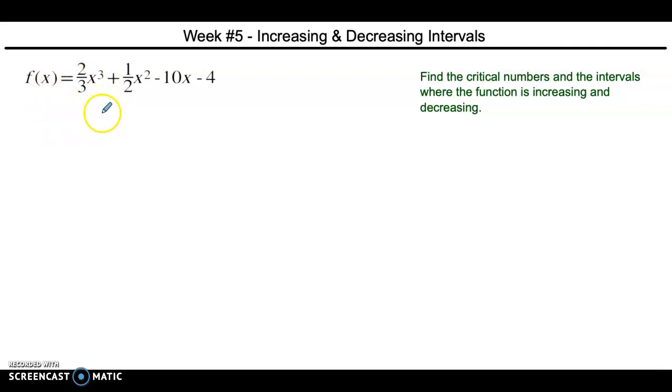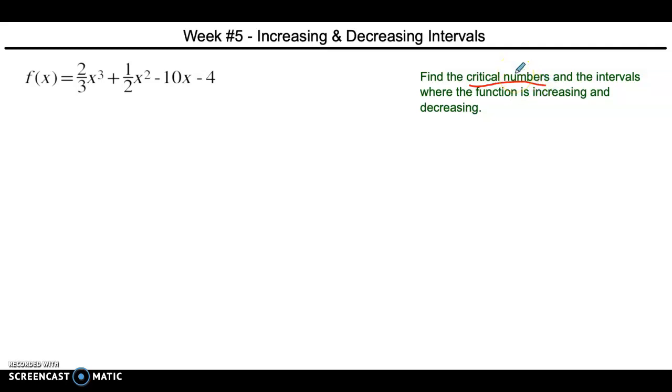Just a real quick rundown. We did a bunch of these problems, so this really should be review. But we're talking about increasing and decreasing intervals for a function. So basically, where is the graph going up? For which x values is the graph going down? Simple idea. But what we are looking for is a thing called critical numbers.